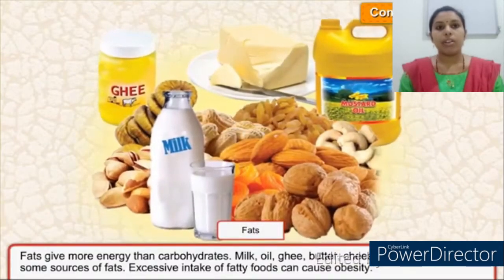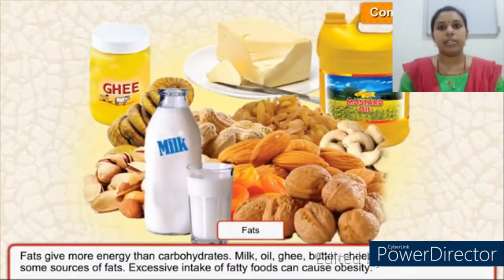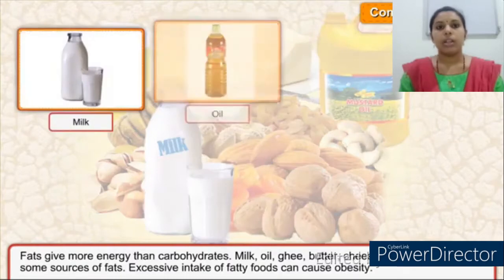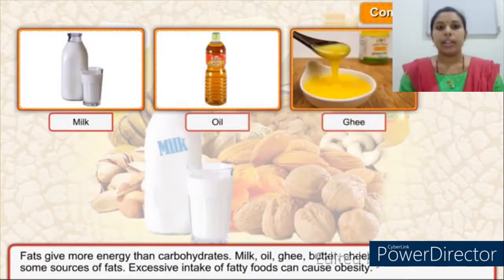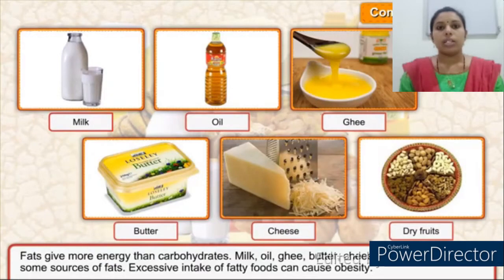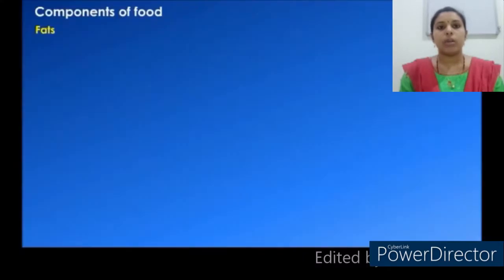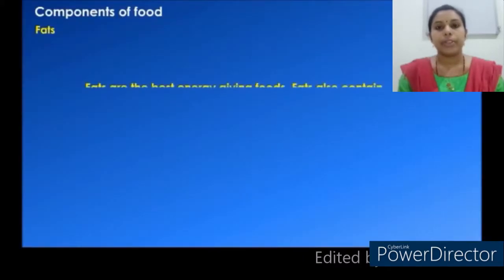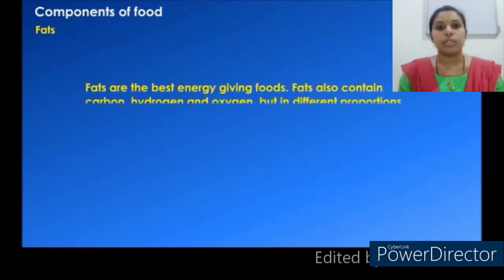Next, fats. Fats give more energy than carbohydrates. Milk, oil, ghee, butter, cheese, and dry fruits are some sources of fats. Excessive intake of fatty foods can cause obesity. Fats are the best energy giving foods.